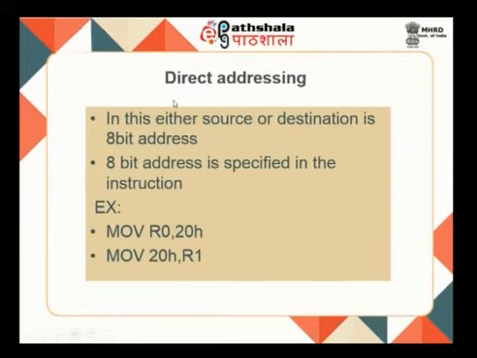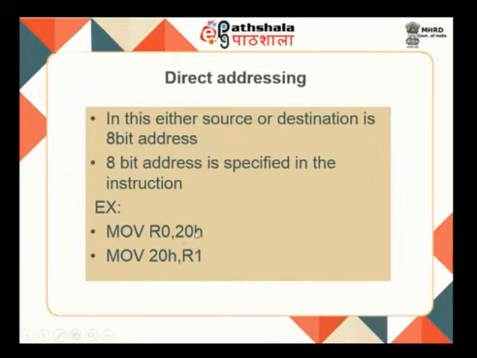If I am looking at direct addressing, as I told you, either the source or the destination is stored in an 8-bit address. The 8-bit address points towards a space in the memory which is on the chip. So, if I am looking at MOV R0, 20H, 20H is the address available in the memory. The data is there, and that data is moved towards R0.